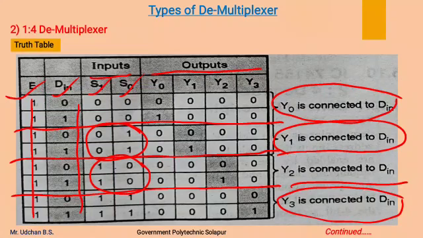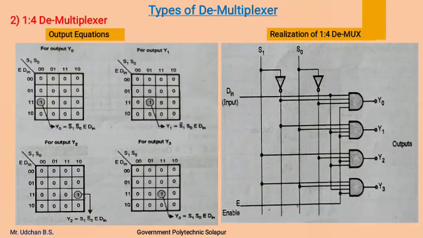So we have to find output equations of Y0, Y1, Y2, Y3. For that we will use a K-map, as here we are going to consider the 4 input variables: E, data input, S1, S0. So we will use a 4 variable K-map to get output equation. This is the K-map for output Y0.